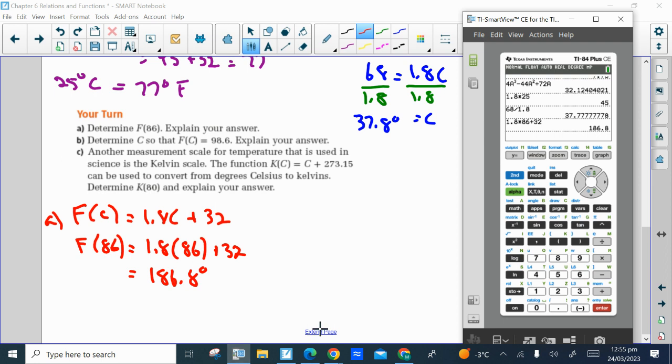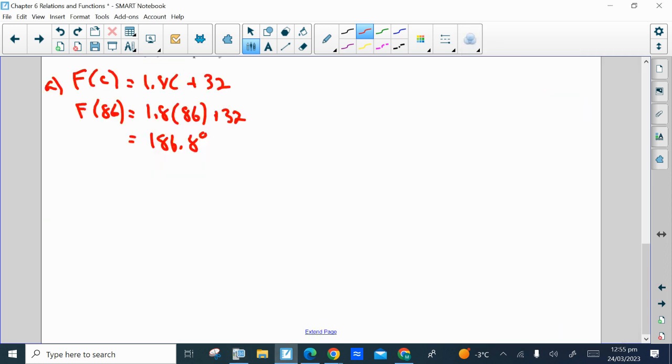And that's what it means when it says explain the answer. This means that 86 degrees Celsius is equal to 186.8 degrees Fahrenheit. Never gets that hot, not even on the equator, I don't think. Okay.